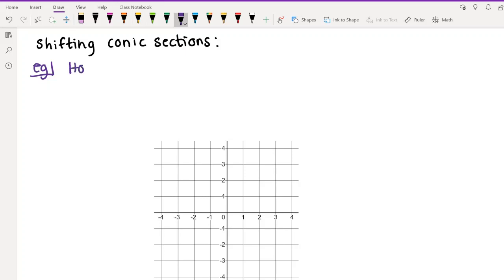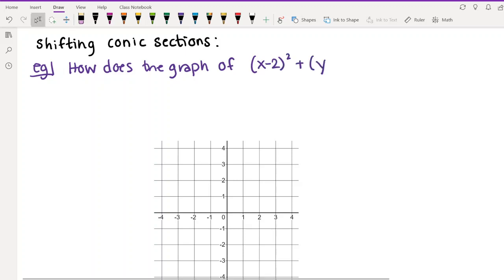So my question is, how does the graph of (x minus 2) squared plus (y plus 3) squared equals 1 compare to just x squared plus y squared is equal to 1?